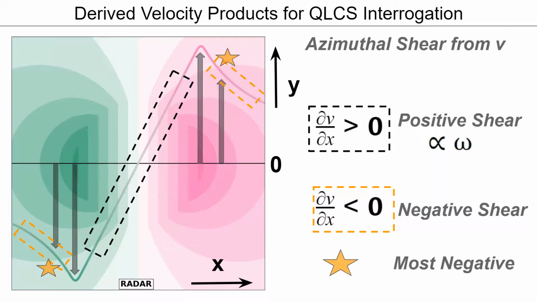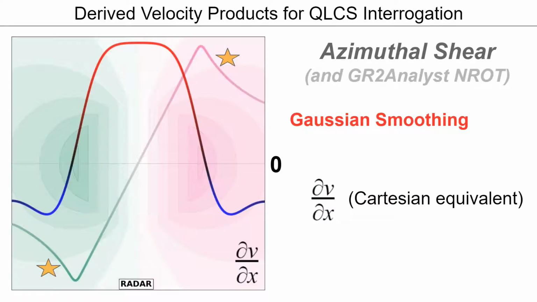But then if you look closely, just beyond the radius of maximum inbound and outbound, you actually start to see slopes that are negative. So that's kind of interesting, and we'll talk a little bit more about that. The largest magnitude of negative slopes are highlighted with those stars there.